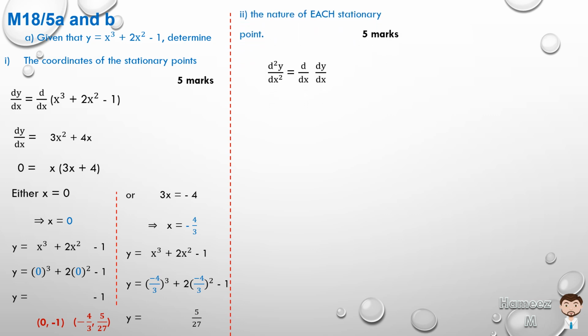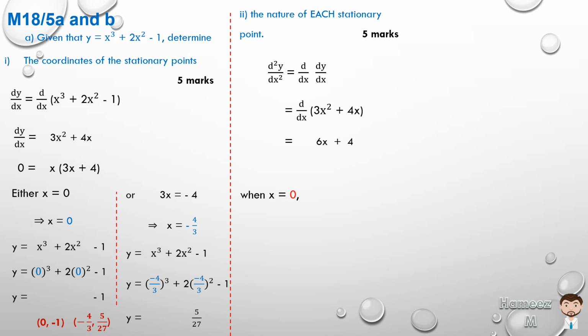So d2y dx squared is equal to the differential of dy dx. So d dx of, and we know dy dx is 3x squared plus 4x. We worked that out in part 1. And if we differentiate that, it's going to give us 6x plus 4. So that's our second differential. One method of finding the nature of each stationary point, whether it's a maximum or minimum, would be finding the second differential.